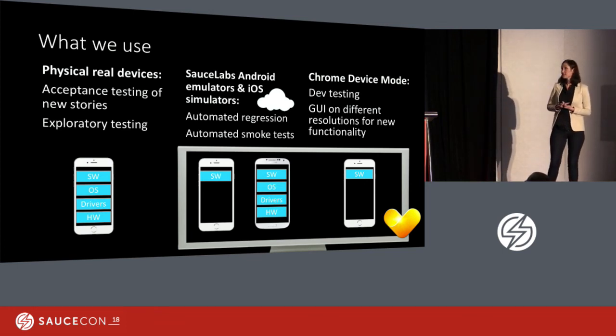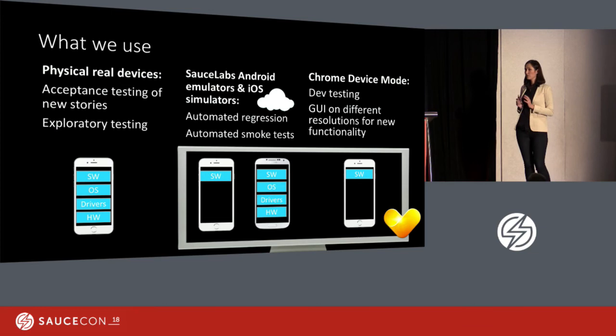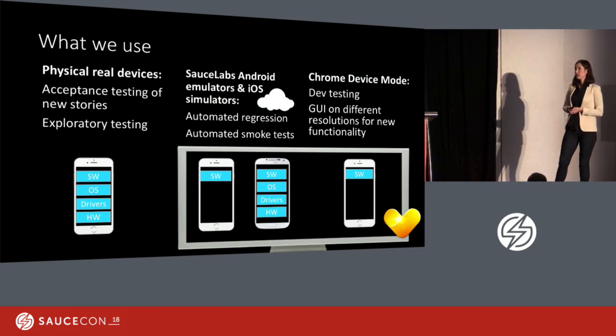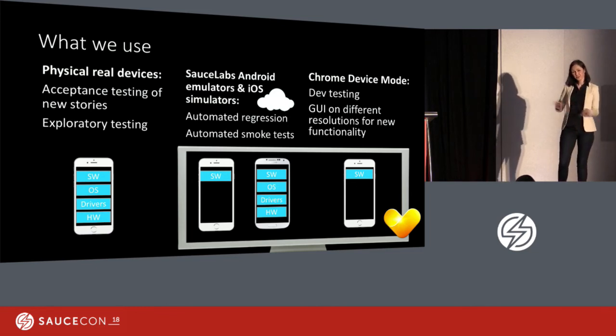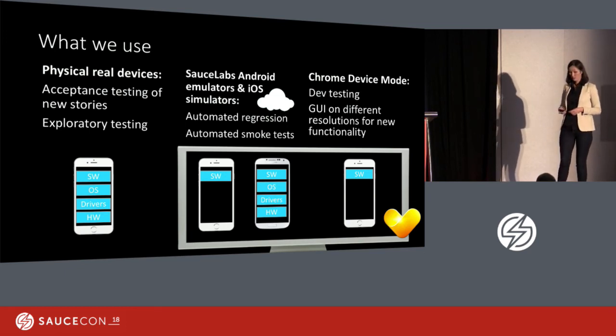Then we have Sauce Labs, Android emulators, and iOS simulators for all of our automation activities. At the moment, for automation, we have only emulators and simulators, no real devices. And also, we actively use Chrome device mode because it's fast and pretty cool. It provides a very short feedback loop. Our developers tend to use it before actually letting their changes go further to our environment. And also we use it for checking small resolutions.